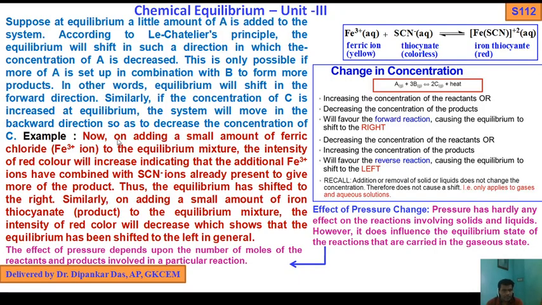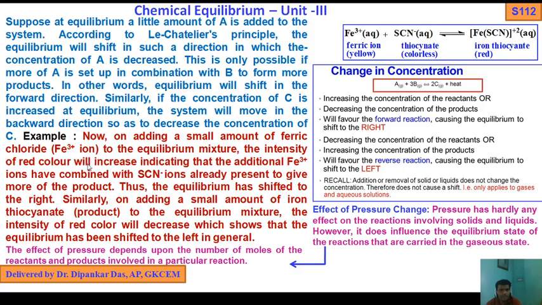Example, now on adding a small amount of ferric chloride: Fe3+ plus thiocyanate gives iron thiocyanate, [Fe(SCN)]2+. Ferric iron is yellow, thiocyanate is colorless, and iron thiocyanate is red in color. So now I am adding a small amount of ferric chloride, Fe3+ ions, to the equilibrium mixture.